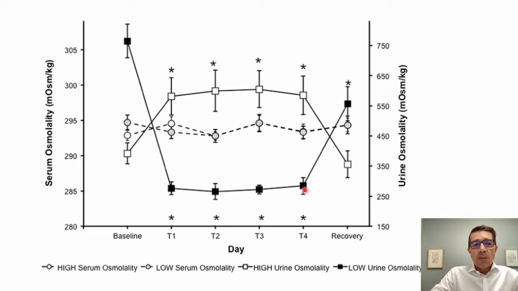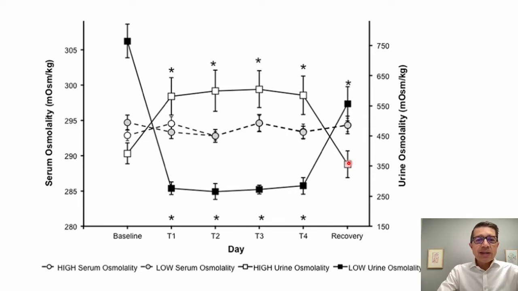Then they stopped after 4 days and allowed them to recover, and you can see that the numbers went back to similar. So from the low drinkers, the urine osmolality went up. The high drinkers, who were drinking a small amount of water, started drinking more, and the urine osmolality decreased.